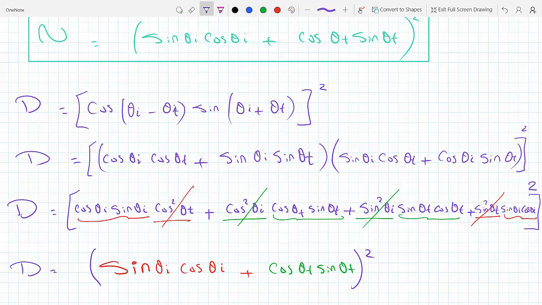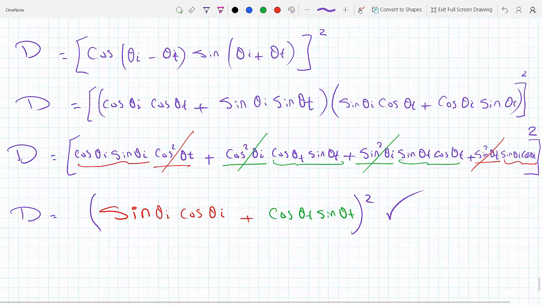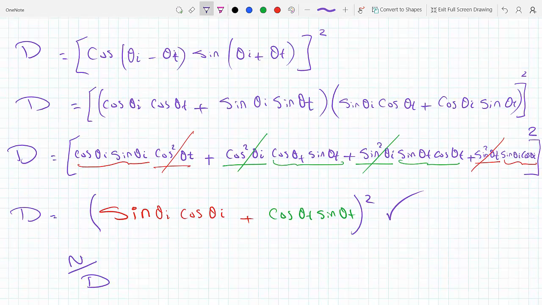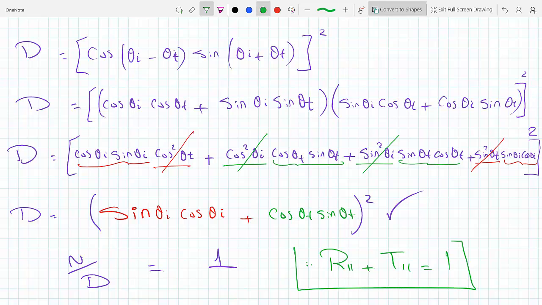And this is exactly what we got in the numerator. Sine theta I, cosine theta I, cosine theta t, sine theta t squared. Yep. So this is the same exact thing as this. So the numerator over the denominator equals 1. So we would have proven that R parallel plus T parallel equals 1. So this is the first part.